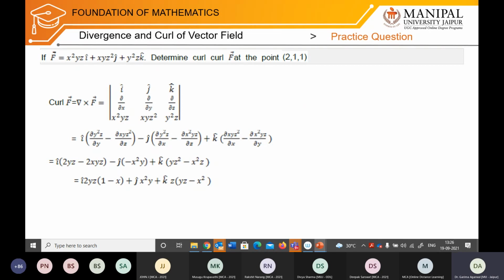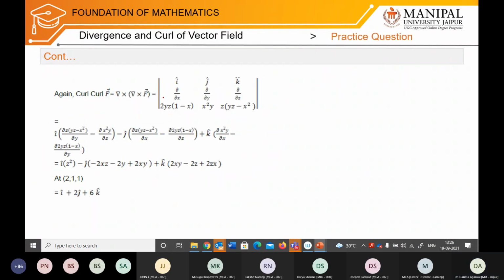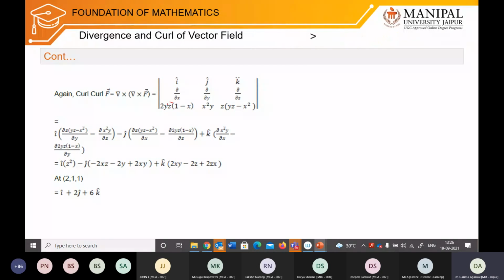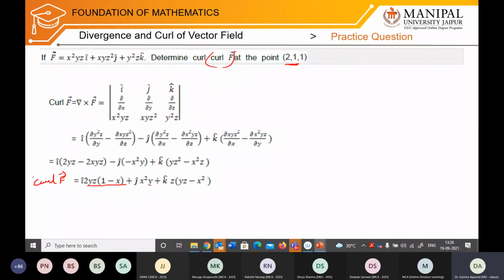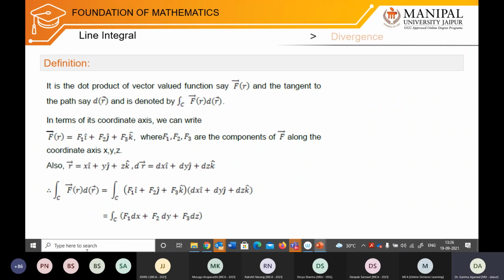Again we need to find curl of curl f at the point 2, 1, 1. So first start with curl f. This one is curl f. Now I need to find the curl of this value. That means again i cap, j cap, k cap, del by del x, del by del y, del by del z, and then the value of curl f, that is 2yz, 1 minus x, x square y, and xyz minus x square. Then again find this determinant. Clear?